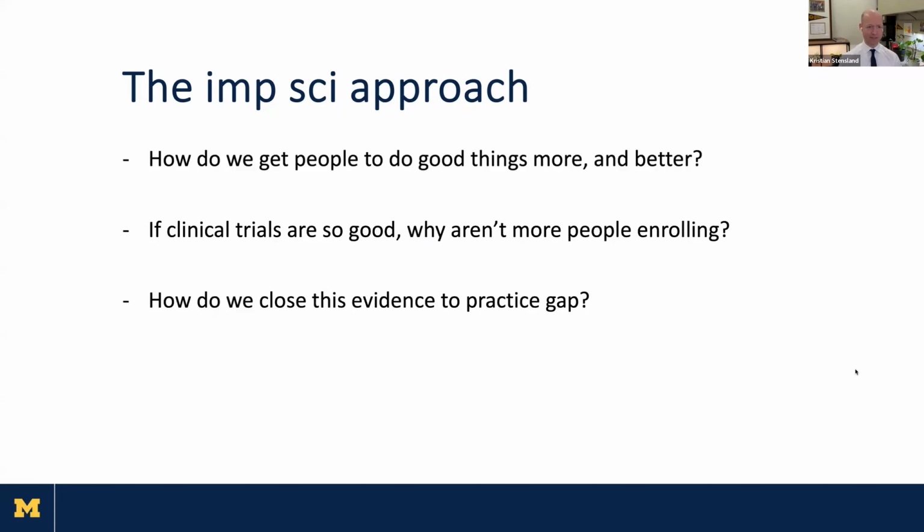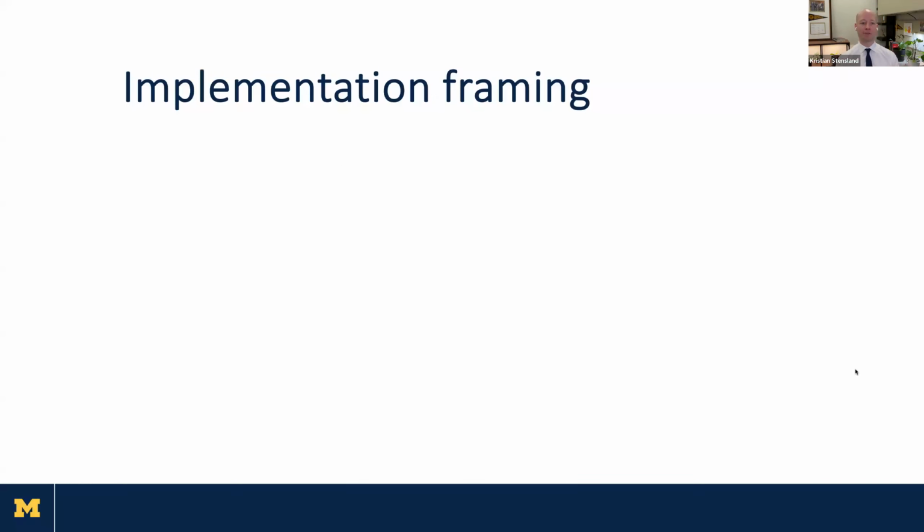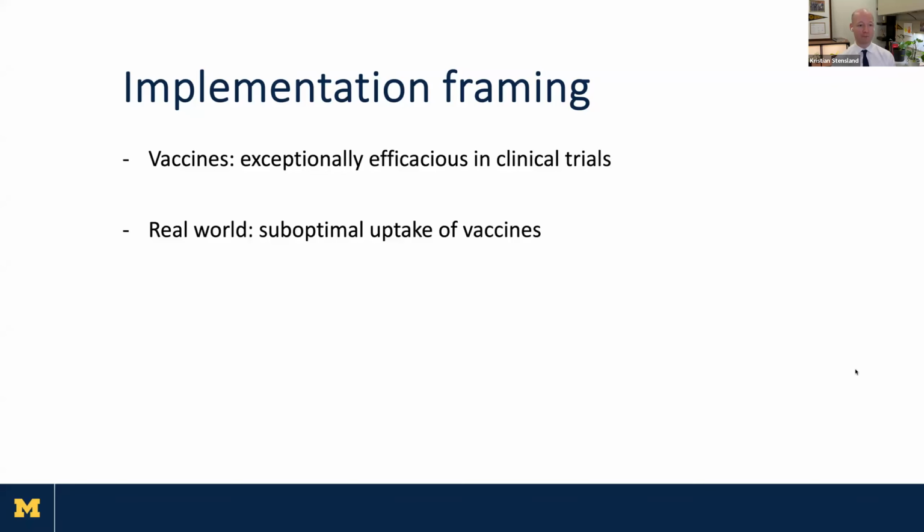In the abstract, this can make sense, but I think it's helpful, particularly for those new to implementation science, to think about other things we can apply implementation science to. So recently, I've used this example a lot, with the COVID pandemic on the heels now, but we knew that vaccines for COVID were exceptionally efficacious in clinical trials. But they didn't work as well in the real world as we thought they would, primarily because there was suboptimal uptake of vaccines, at least in the United States.